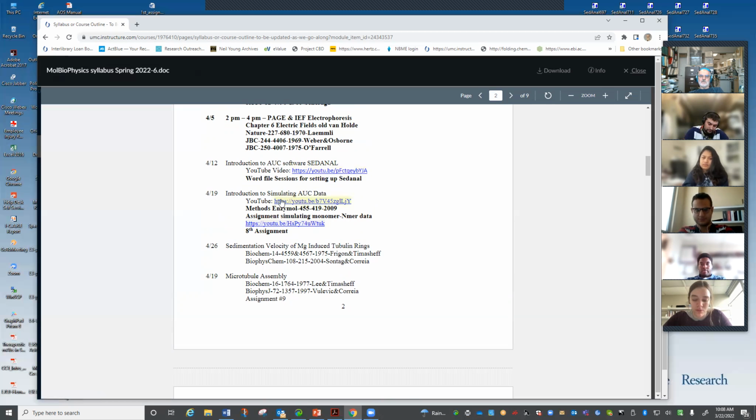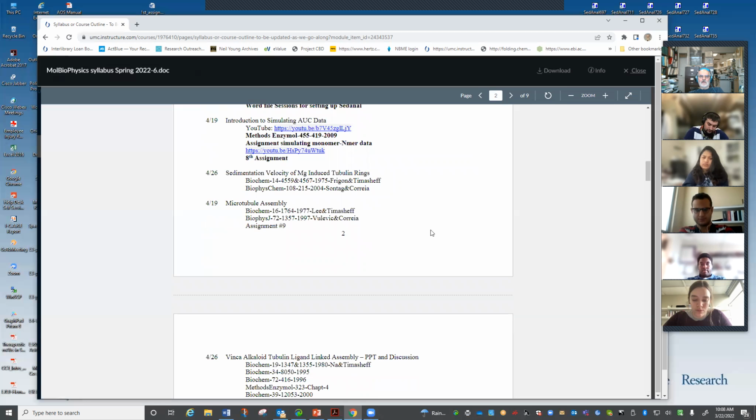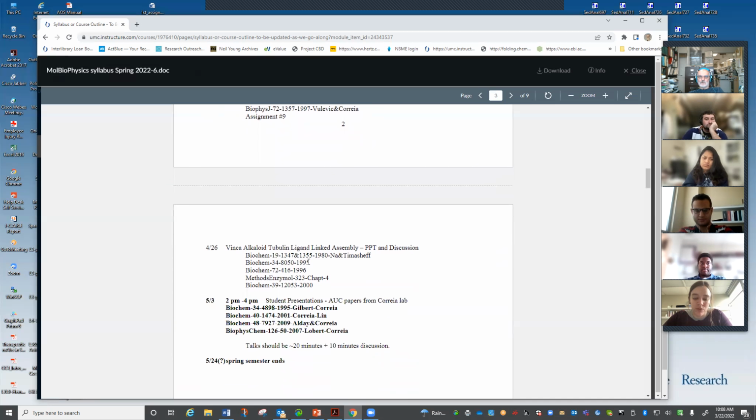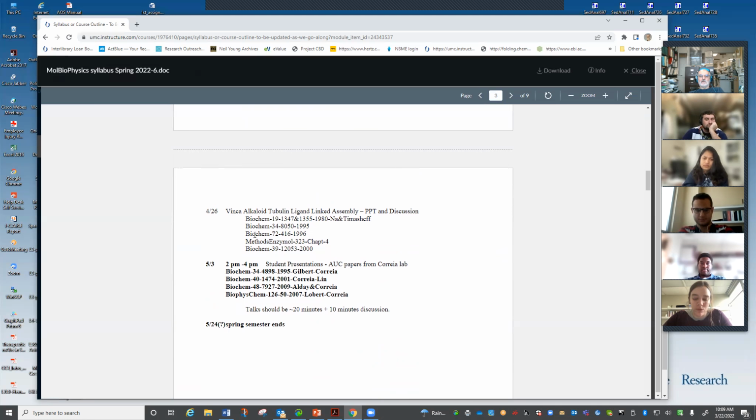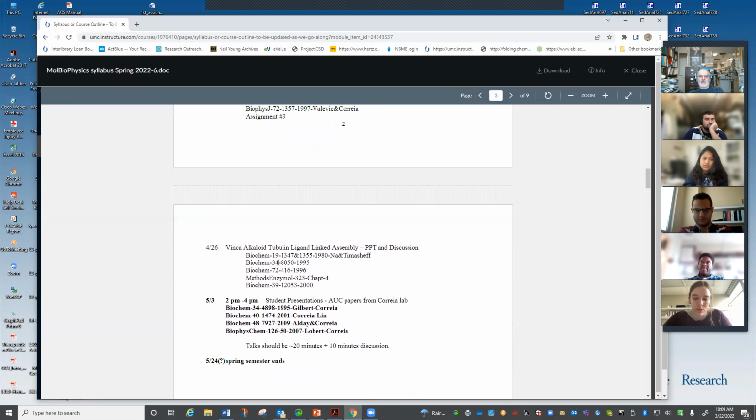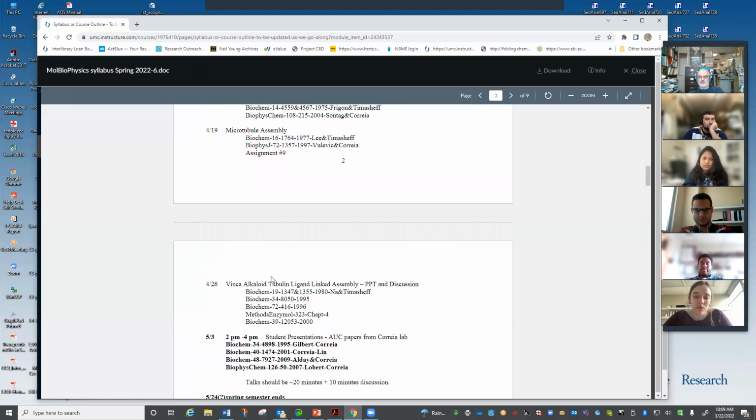the foundations of sedimentation. And then what I like to do is cover a series of papers on sedimentation velocity, a series of papers on microtubule assembly. These papers also have a lot on thermodynamic interpretation of data. I usually do a series of papers on Vinca alkaloid induced tubulin assembly. And in previous years, we were done early May. And so obviously that's not going to happen this year.